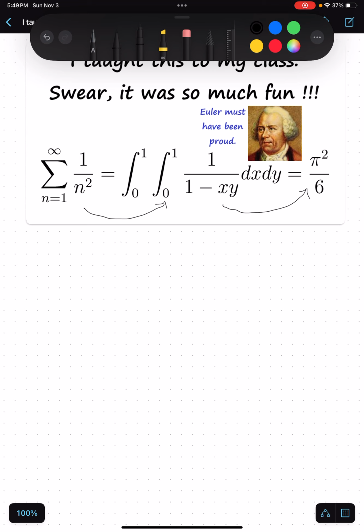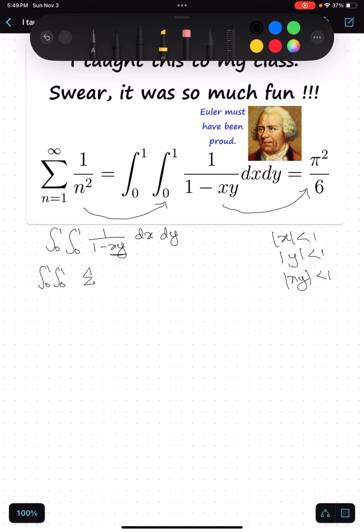So let's start. First of all, we'll prove that this integral and the sum are equal. We have the integral from 0 to 1, integral from 0 to 1 of 1 by 1 minus xy dx dy. Now we know that x goes from 0 to 1, so the modulus of x is less than 1. Also, the modulus of y is less than 1. If the modulus of both of these is less than 1, obviously their product will also have modulus less than 1. Since it has modulus less than 1, we can write it as an infinite geometric series.